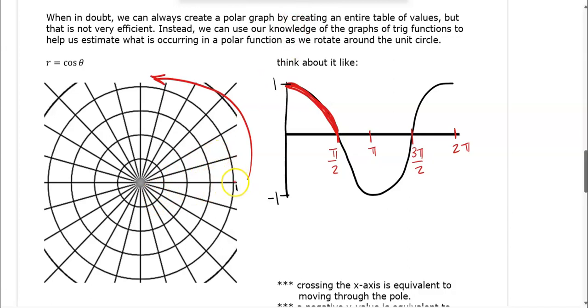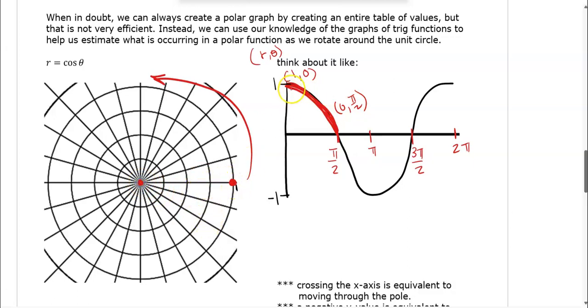So this would be at 1, 0 radians. That's my coordinate, right? Because if I did this as a polar coordinate, this would be (1, 0), because it's (r, theta). Here at pi over 2, my (r, theta) would be (0, pi over 2). So if I plot that, (0, pi over 2) puts me right here.